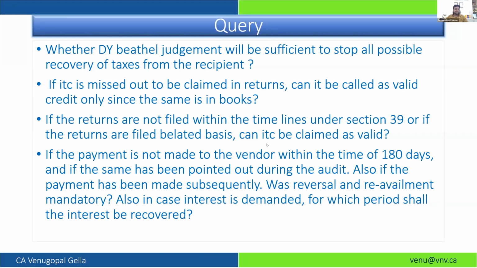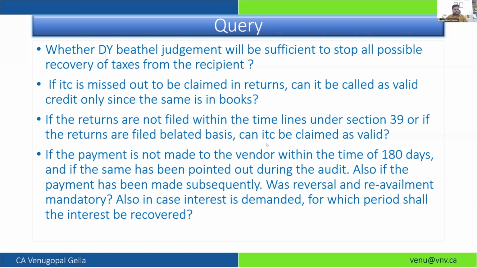So that's the judgment about the Reavailment Enterprises. Whether the Reavailment Enterprise judgment will be sufficient to stop all the possible recovery of taxes from the recipient? The answer is no. Only in genuine cases can you take shelter using this judgment.